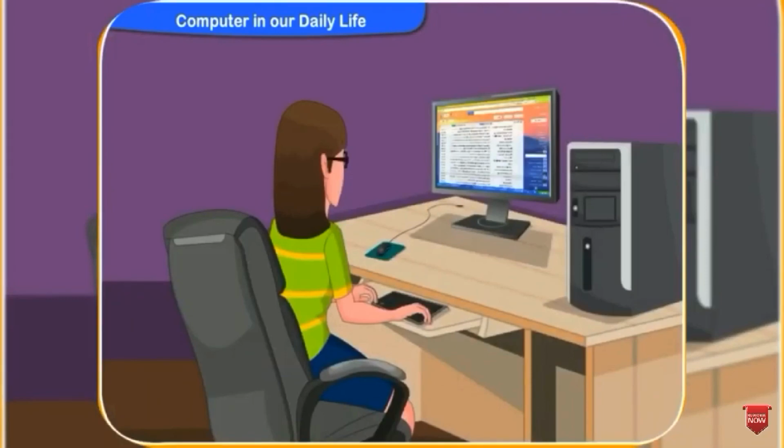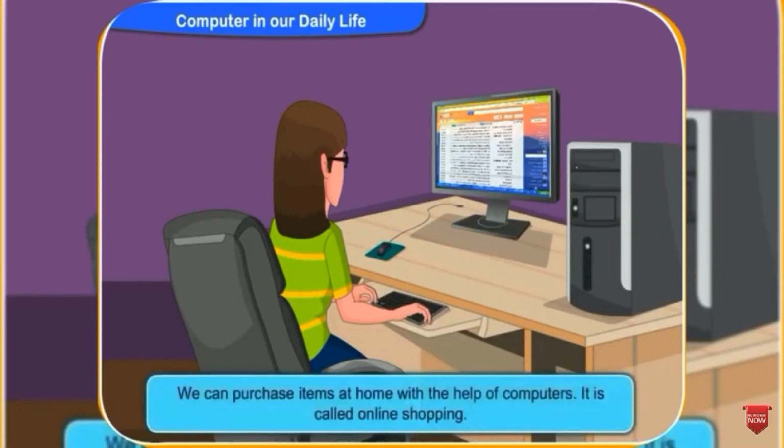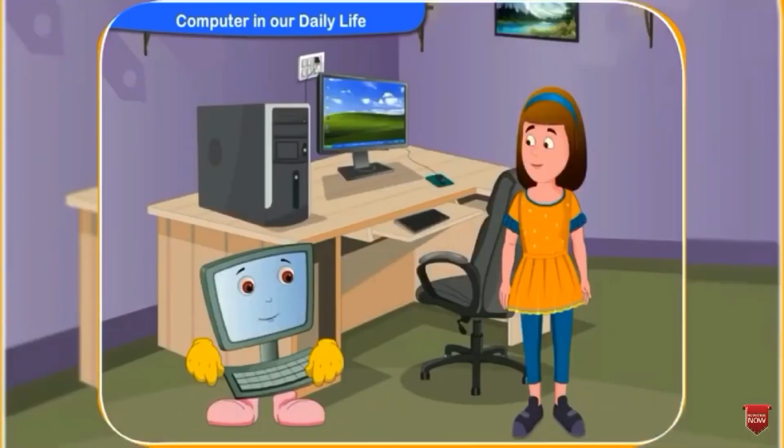Yes, it is possible by using the internet on the computer. You can visit the site of a store and order anything from the store through the computer. The store will deliver the item at your home. It is called online shopping.